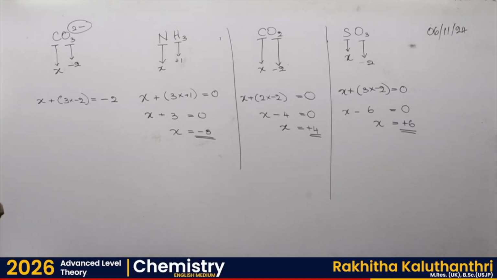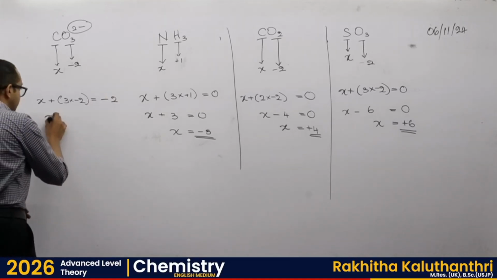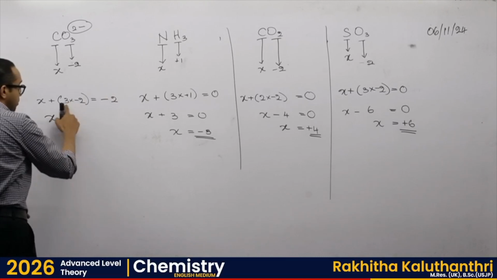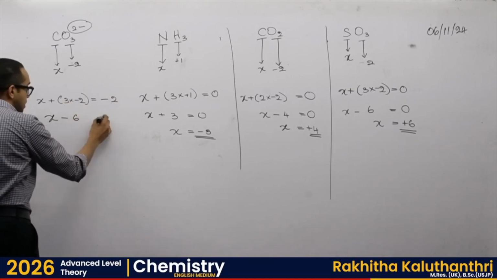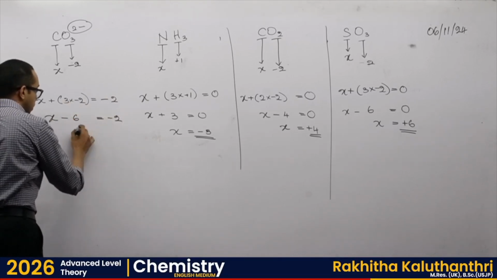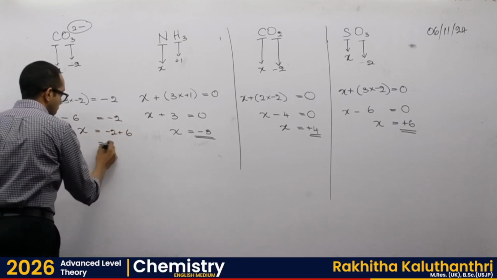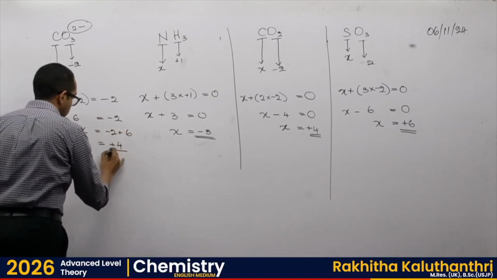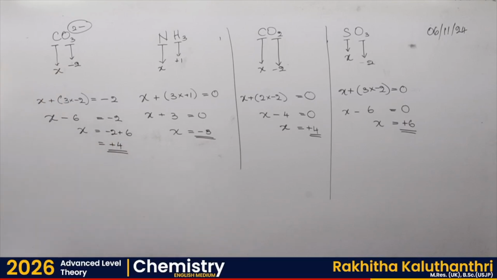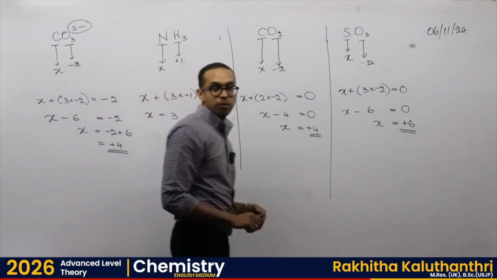Is that clear? So therefore this becomes X, this becomes -6, is equal to -2. So X is equal to -2 plus 6, which is going to be +4 in oxidation state. Is that clear? +4 in oxidation state. So carbon's oxidation state is +4.